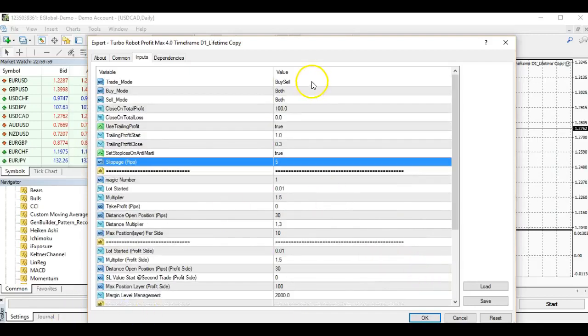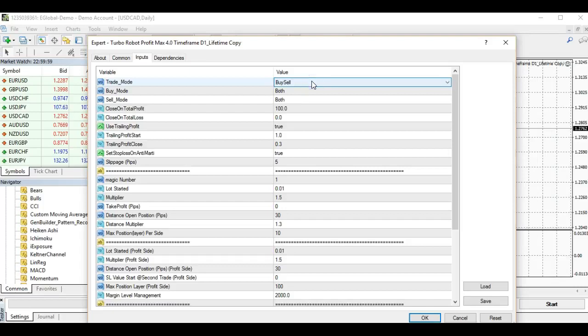All right, so on the trade mode you have your selection. So what is the trade mode?